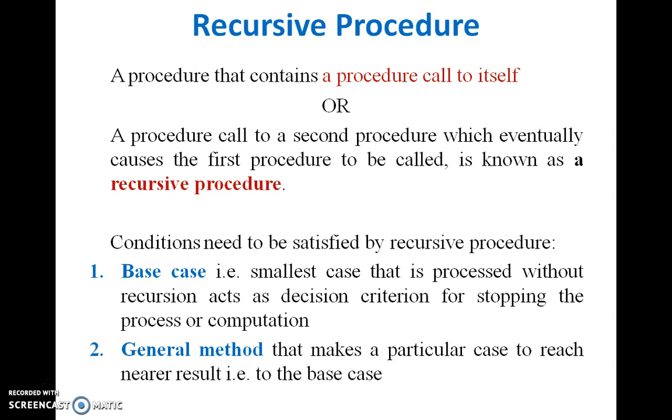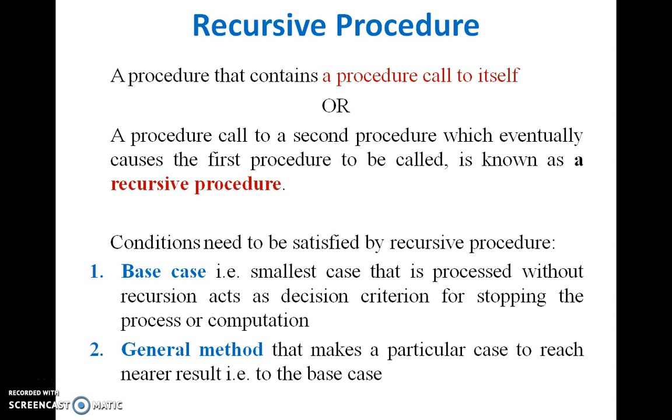This particular call method is also called a recursive procedure. We already saw the two cases satisfied by the recursive procedure: the base case and the general recursive case, which here is called the general method. The base case is the smallest case that is solved without recursion, and acts as a decision criterion for stopping the process or computation. The general method makes a particular case reach nearer to the result, that is, to the base case.